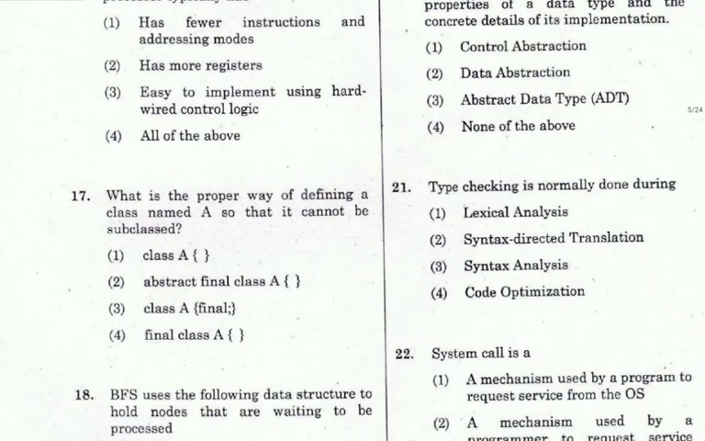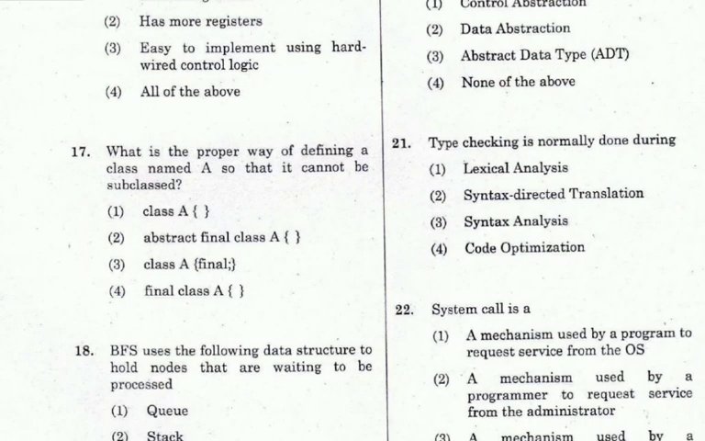The next question. What is the proper way of defining a class in Java so that it cannot be a subclass? Class A, abstract final class A, final class A. So in Java, a class is prevented from being subclassed by declaring it as final. If a particular class is declared as final, then it cannot be subclassed. Final class A ensures that no other class can extend A. So option 4 is the correct answer. That is the final class A.